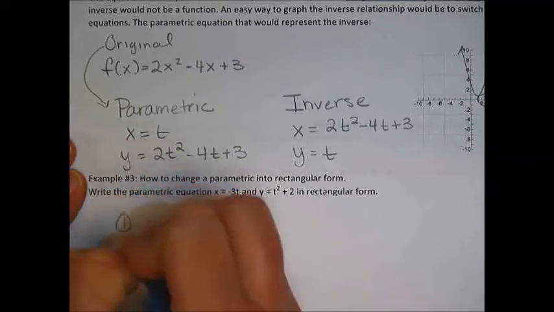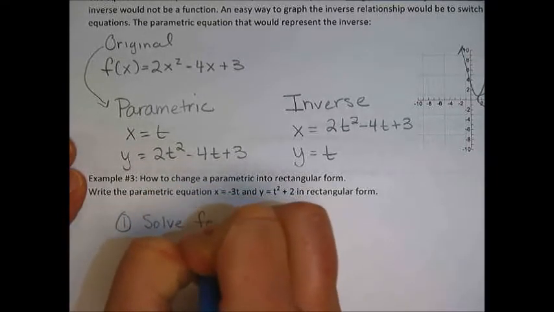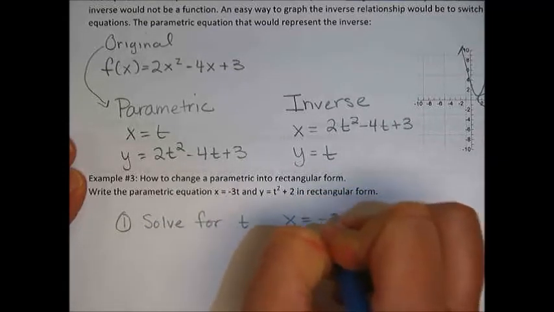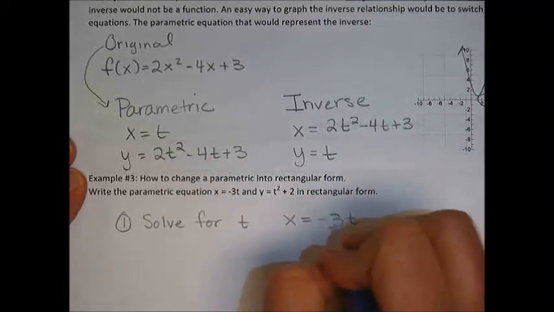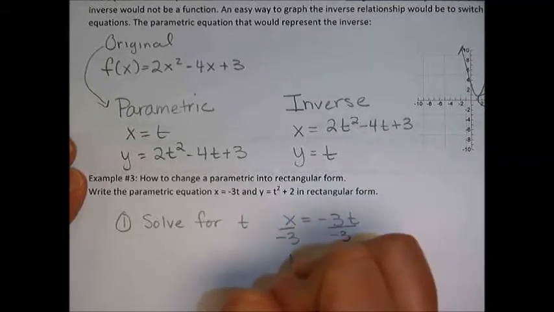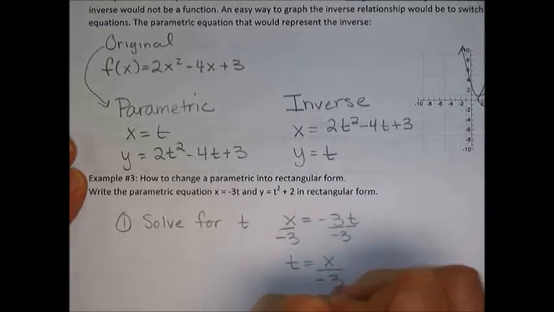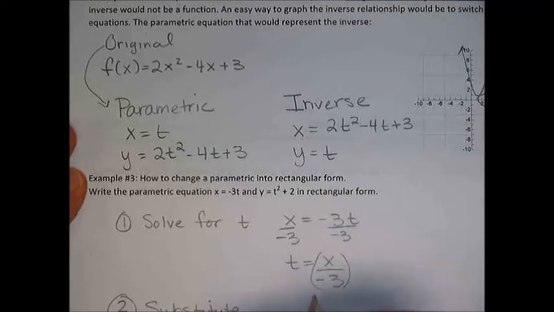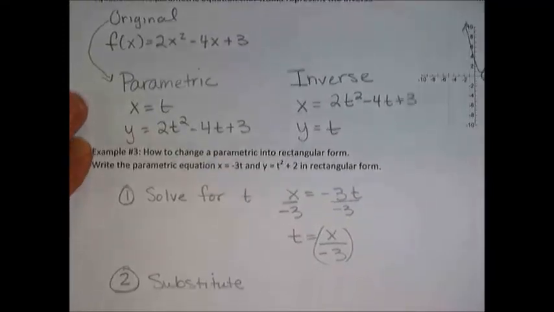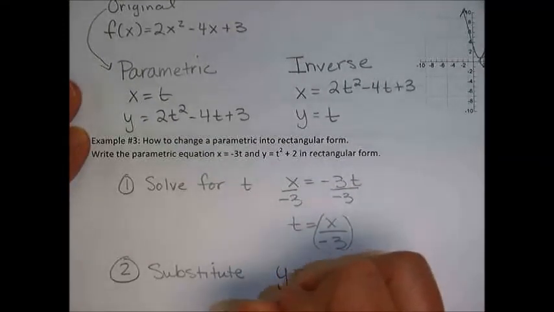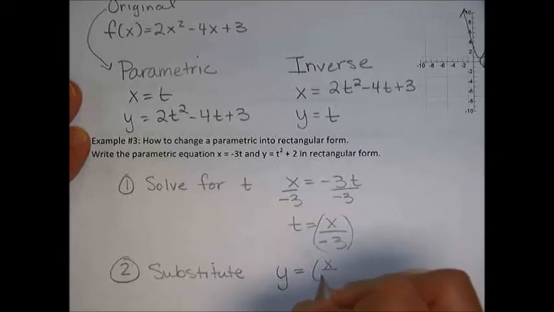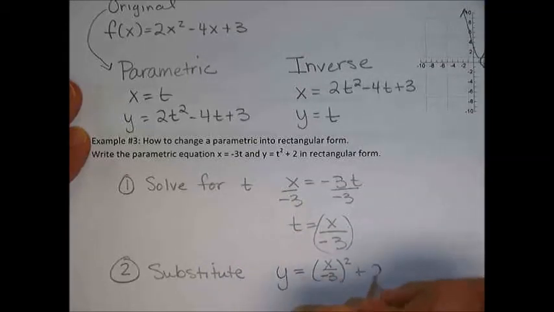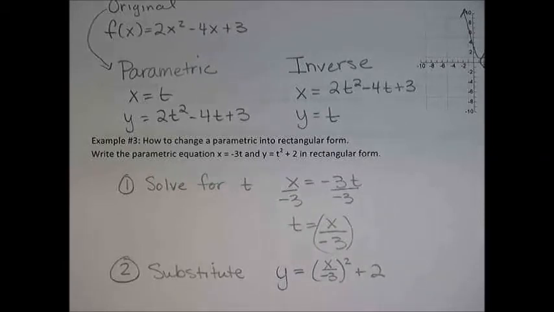So the first step is you want to solve for t. So I have the equation x equals -3 times t. I'm going to divide both sides by -3 and find out that t is equal to x divided by -3. Second, I want to substitute this value, x divided by -3, into my y equation. So instead of having y equals t squared plus 2, I'm going to have y equals (x divided by -3) squared plus 2. And now I have the parametric equation in rectangular form, or regular function notation.